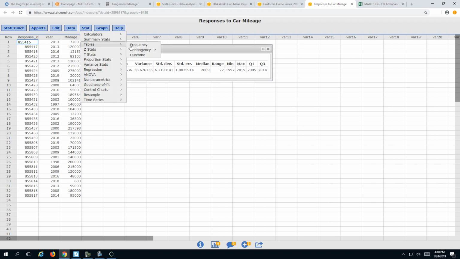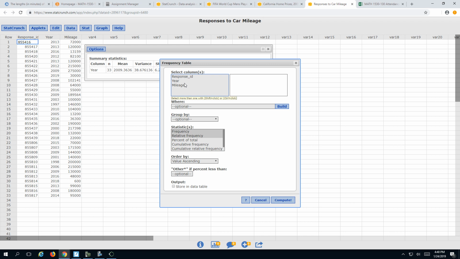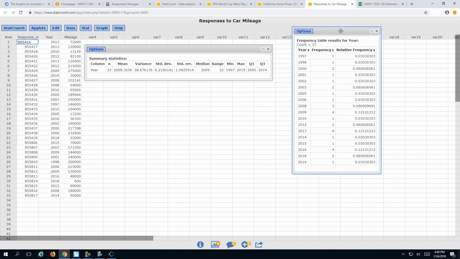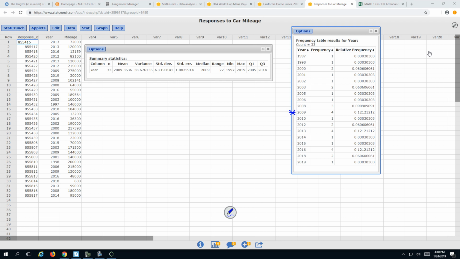by just making a simple frequency table, right? We learned how to do this last class. I just made a frequency table. I didn't do any binning or anything. I just made a frequency table. And I look at the frequencies. So which ones are the highest? So 2009, 2013, and 2016, right? So those are my modes.